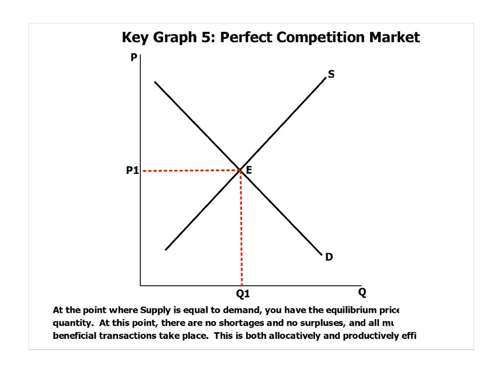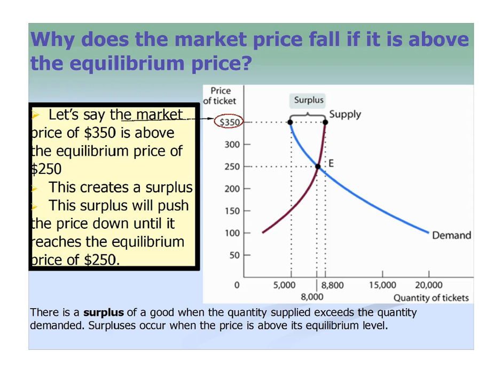So that leads us to Key graph 5, the idea of equilibrium at an upward sloping supply curve and a downward sloping demand curve, a price level at P1, a quantity level at Q1. This is both allocatively and productively efficient. Why? Because there are no shortages and no surpluses. What is being produced is being sold. There's no extra available at the end, no surpluses. And there's also no pent-up demand leading to shortages. So every buyer and seller is advantaged in this marketplace. It is terribly efficient in that respect.